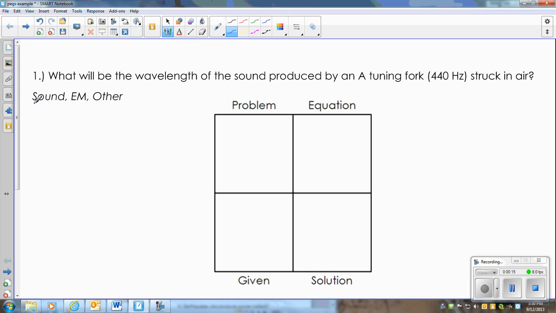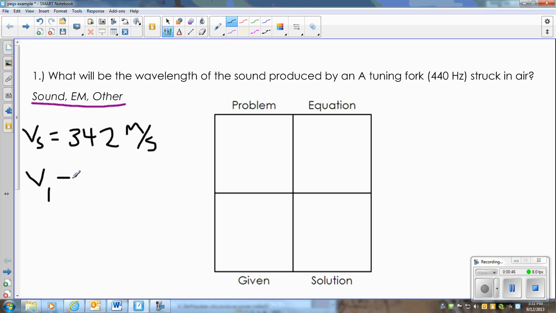The first thing I want you to notice is after each problem, there are 3 words in italics. It says sound, EM, and other. I want you to read each problem and identify which type of wave it is. The reason to do that is if it's a sound wave, you'll need to use the speed of sound, which is 342 meters per second. If it's an electromagnetic wave, then you'll need to use the speed of light, which is 3 times 10 to the 8th meters per second. You should also have both of these numbers on the reference page of your notebooks.